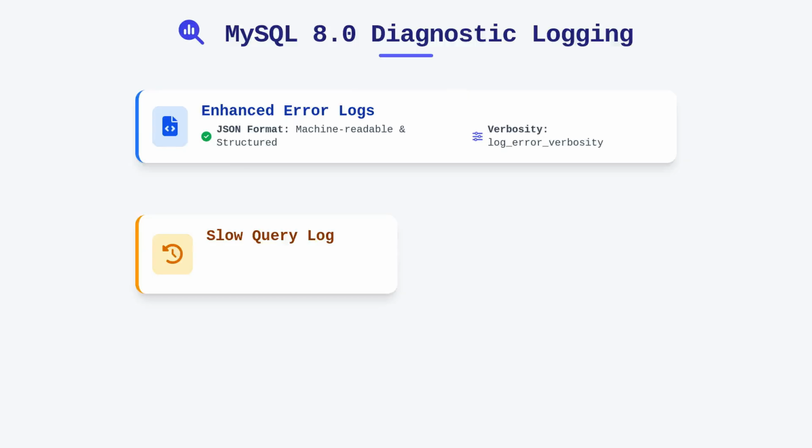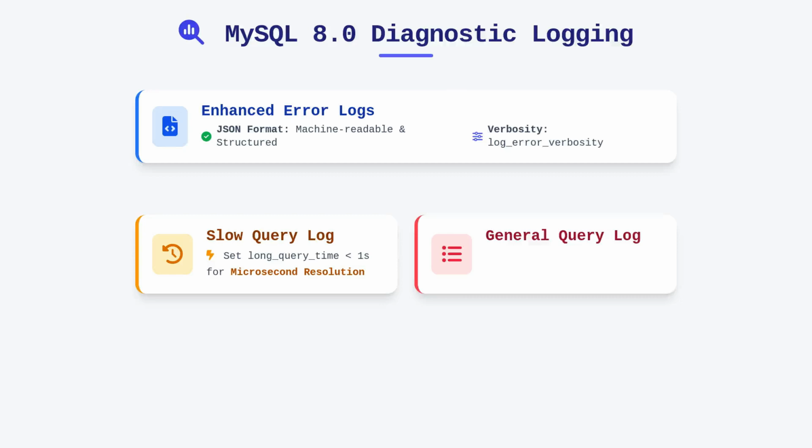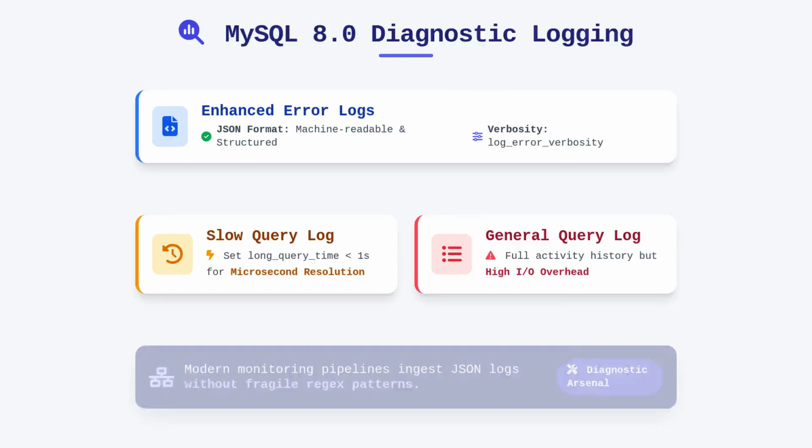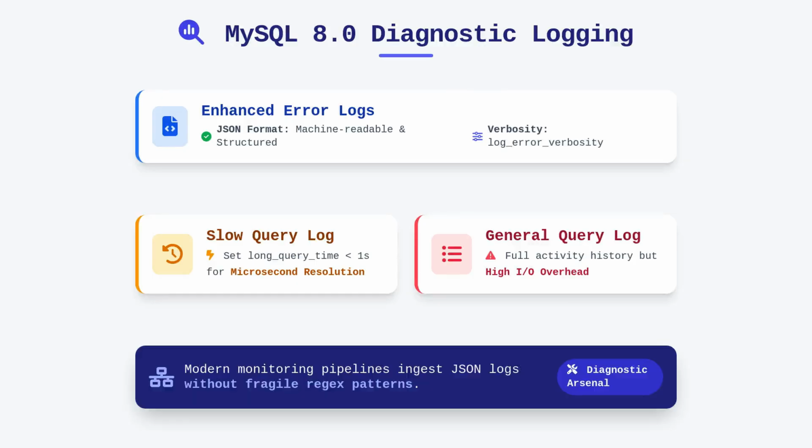Furthermore, the slow query log, when configured with the long_query_time set below 1 second, provides necessary insight into performance degradation using microsecond resolution. Pairing this with the general query log, which records every connection and statement, gives you a complete historical record of database activity, though one must be mindful of the significant I/O overhead that enabling the general log introduces in high-traffic environments.